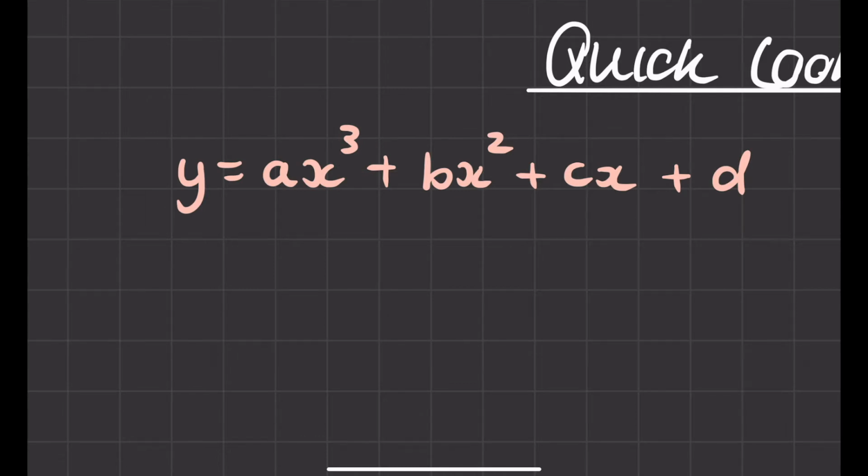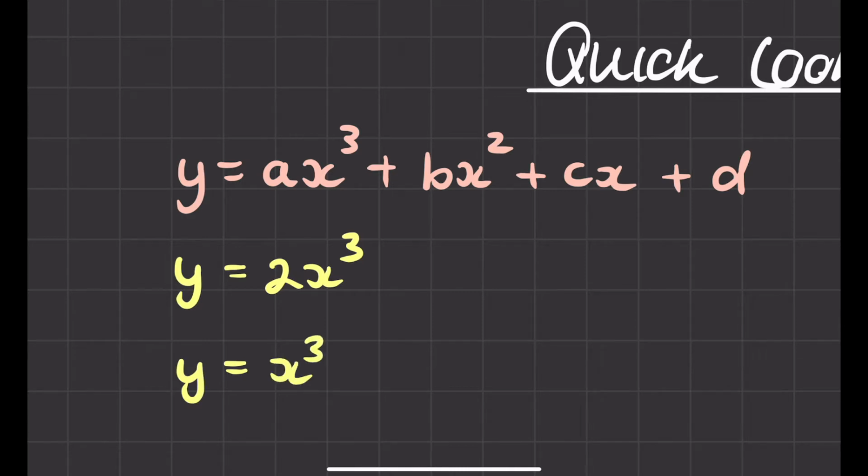Now let's think about some examples that we could have. We don't need all this extra stuff here for it to be a cubic. We could have something like this: y equals 2x cubed. That's a cubic. I could have something like y equals x cubed plus 2x squared plus 3. That would be a cubic.